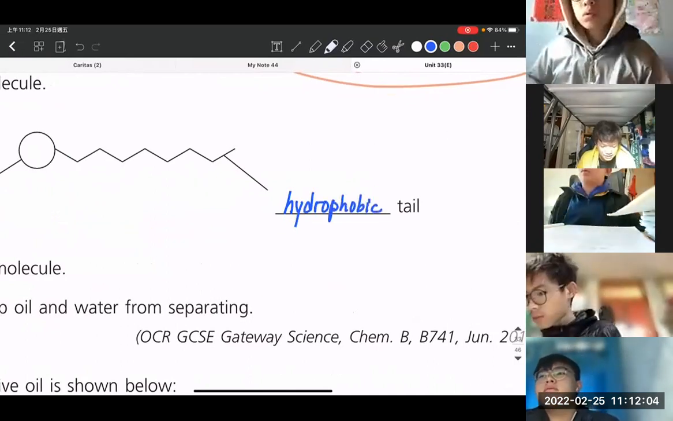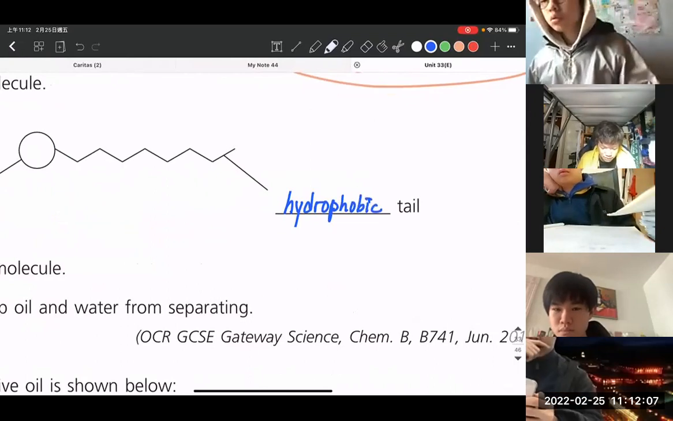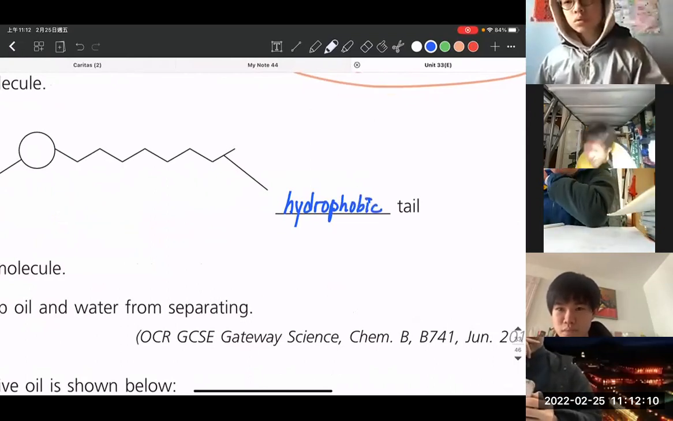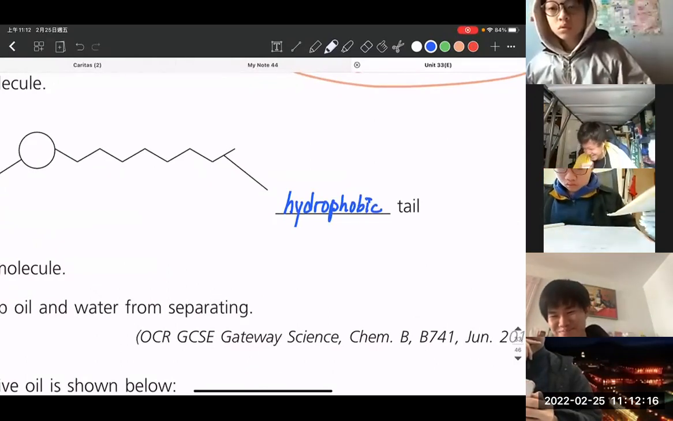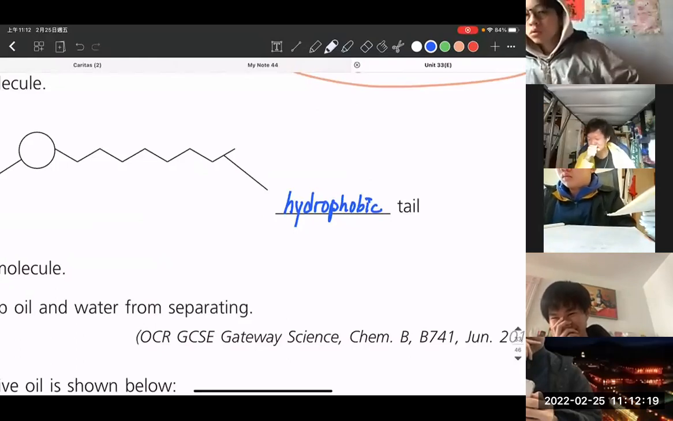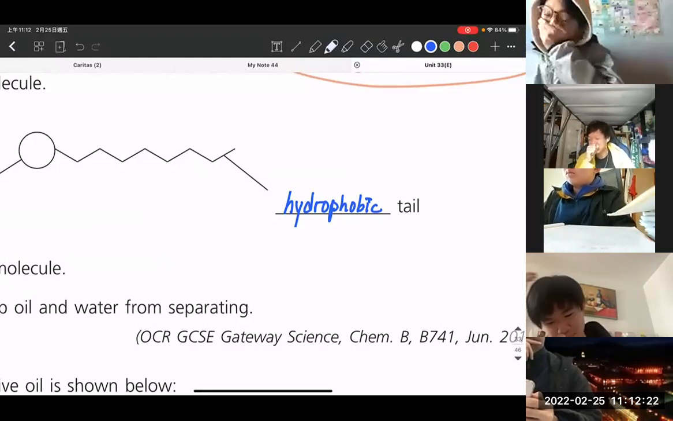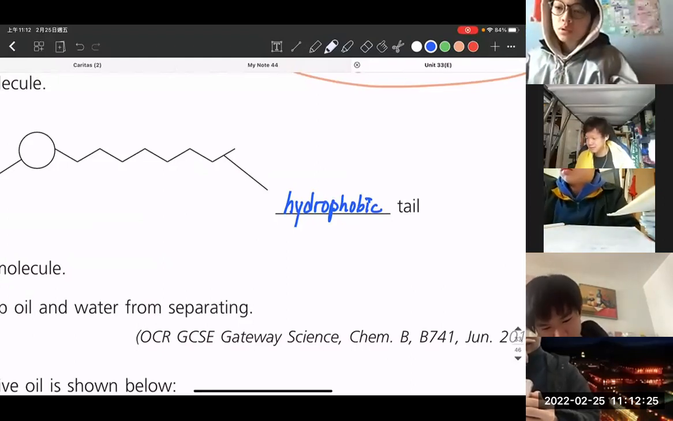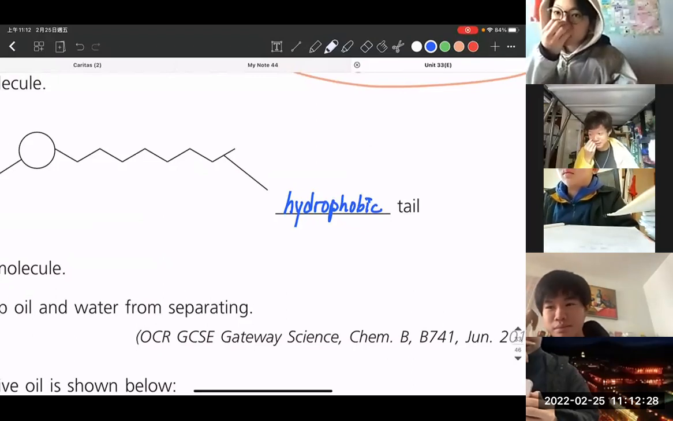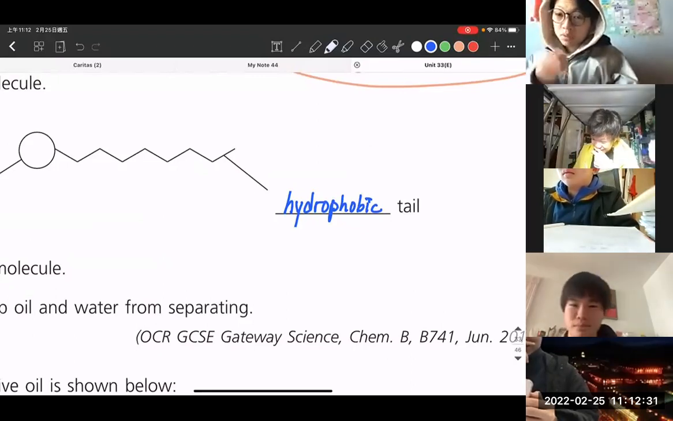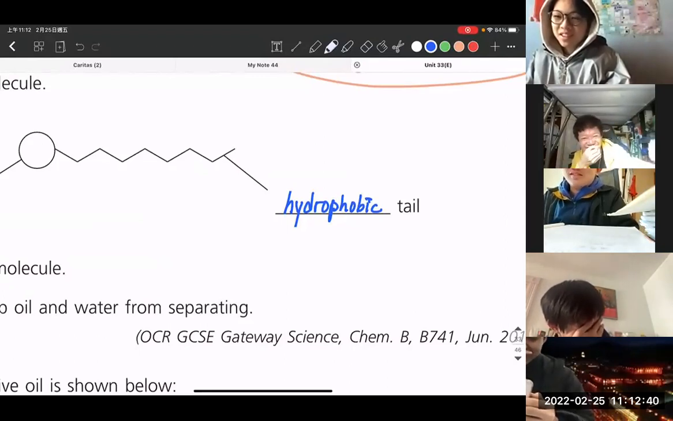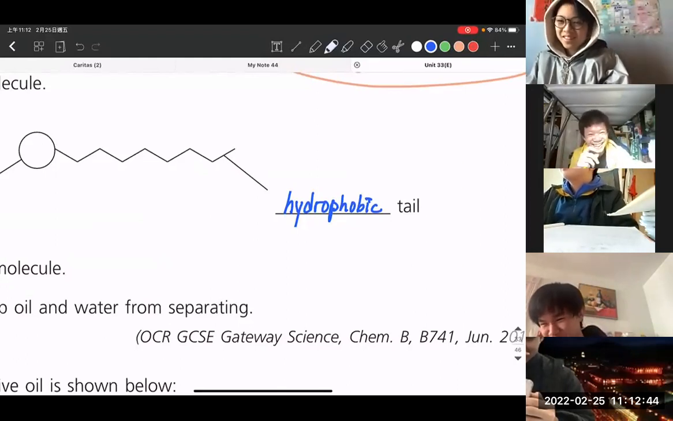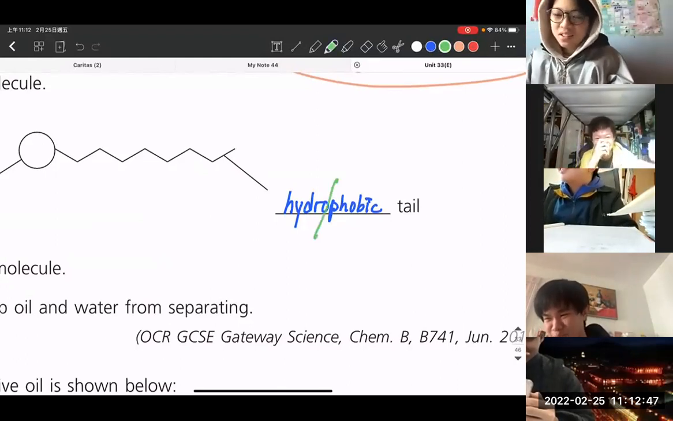Hydrophobic. How will you call it? What is that? Hydrophobic. I really need you to read it aloud once. Hydrophobic, read three times. Hydrophobic. Hydrophobic, phobic, phobia. OK, phobia, phobic.